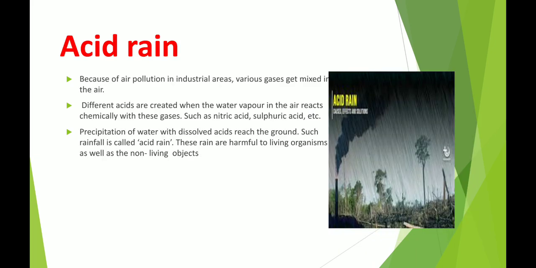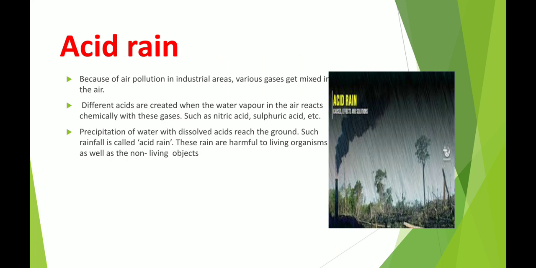See, the last point of the lesson is acid rain. What is acid rain? Because of air pollution in industrial areas, various gases get mixed into the air. Due to air pollution, poisonous gases, industrialization, urbanization, various gases are mixed into the air and different acids are created when the water vapor in the air reacts chemically with these gases. We have already learned about chemical reactions in the fourth lesson, carbonation. So many acids are formed, like nitric acid and sulfuric acid.